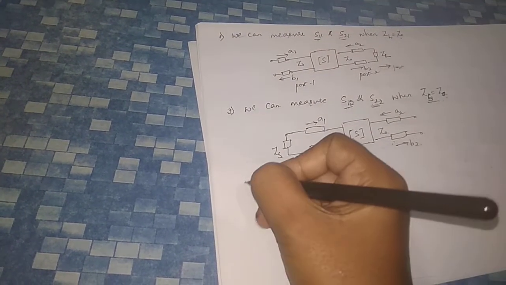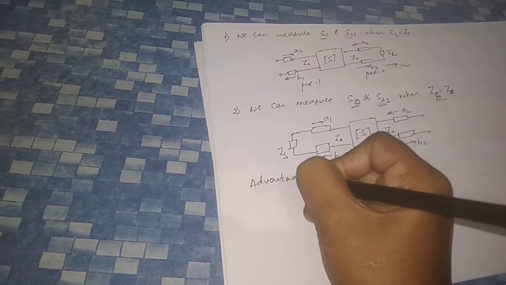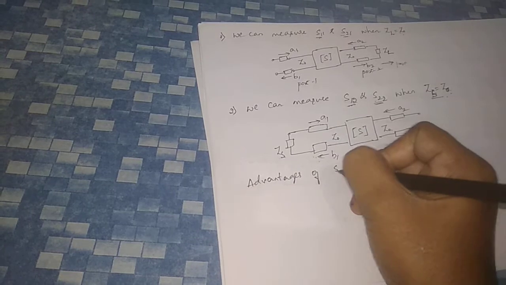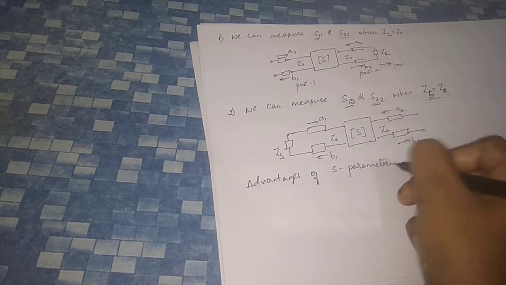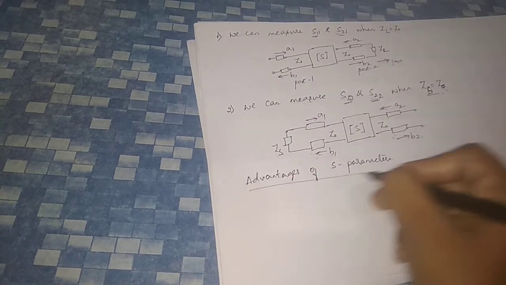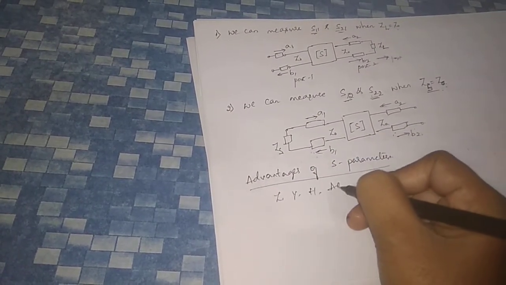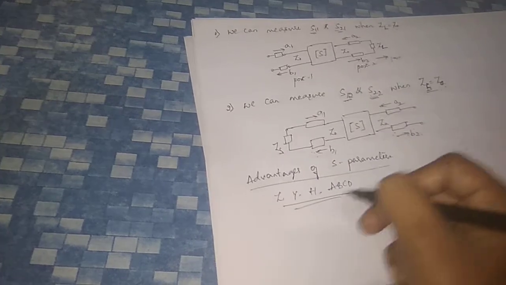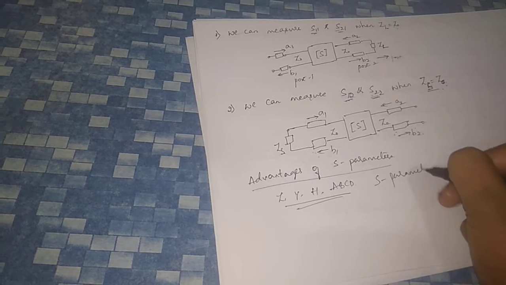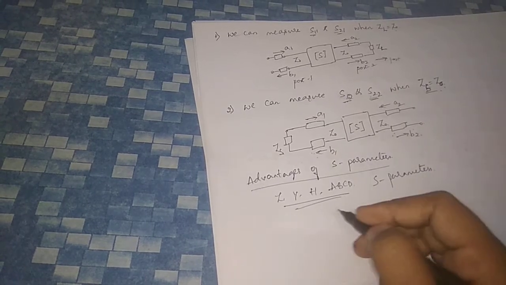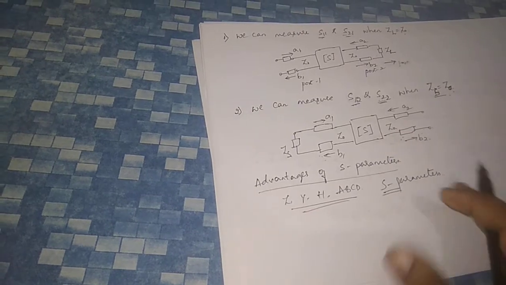Now we'll see some advantages of S parameters. We said that instead of the Z, Y, H and ABCD parameters, we are using the S parameters, which are specially defined for microwave networks. So what are the advantages?